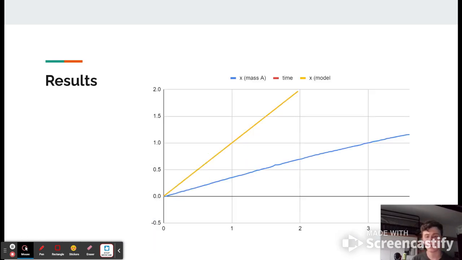For our results, these are my two graphs. The blue line is the position of mass A in reference to time, and the yellow line is the model. As you can see, there's a difference, and I'll get into that in a moment. But the model was not only faster, but also obviously straighter and more consistent because it was computer generated. The actual cart traveled at a slower pace and was not perfectly linear and sort of curves off a little bit, if you can tell.